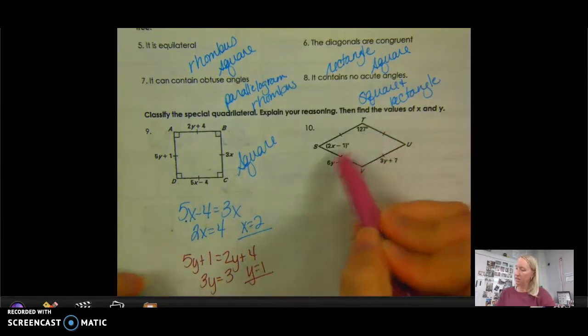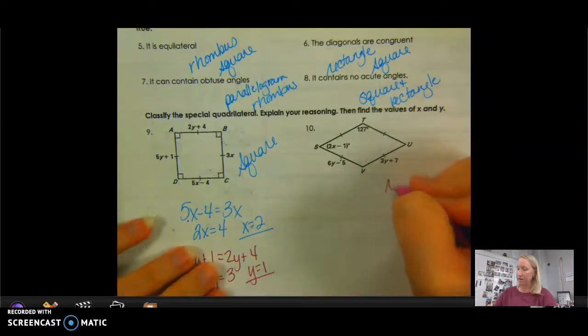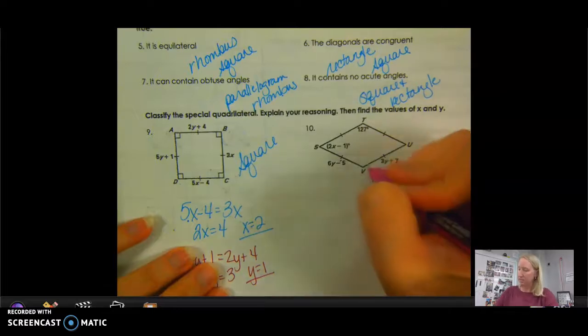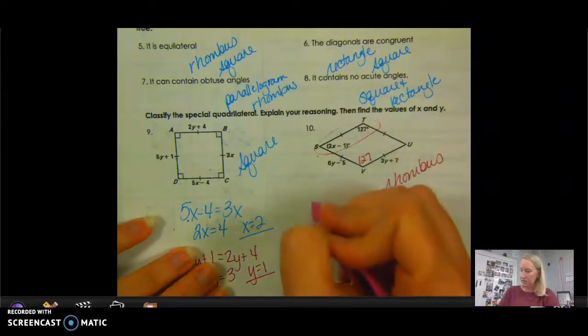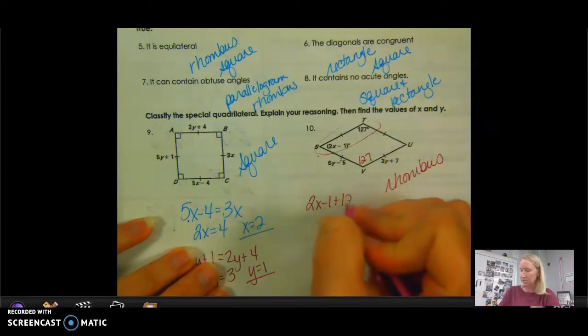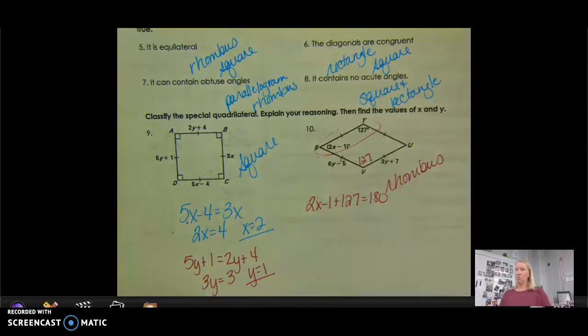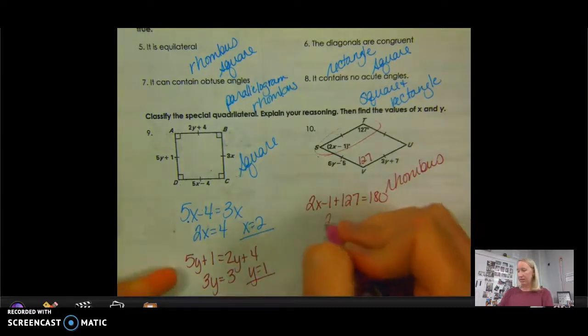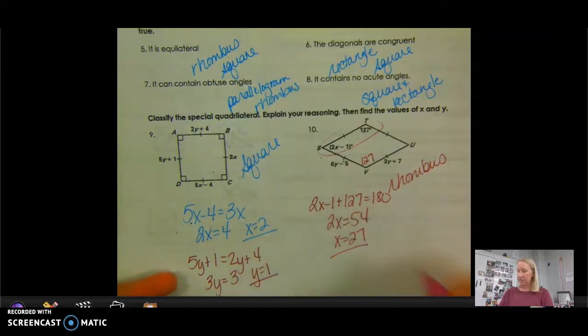This one, so we have all congruent sides, but we don't have all congruent angles. This would be a rhombus, because I have the congruent sides. That also means that this would be 127. That means that these two add up to 180. So I could do 2x minus 1 plus 127 equals 180. So this is actually 126 if I put that together, and to move it to the other side, it's subtract. So 180 minus 126 is 54. So I get 2x equals 54. Divide by 2 and x equals 27.